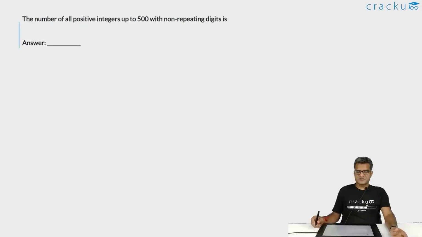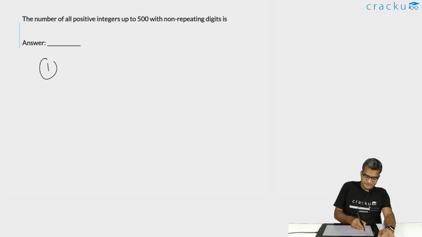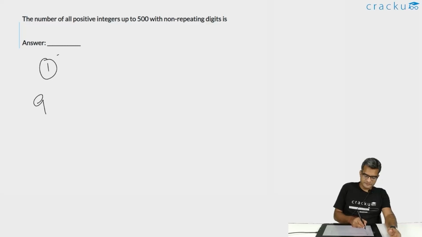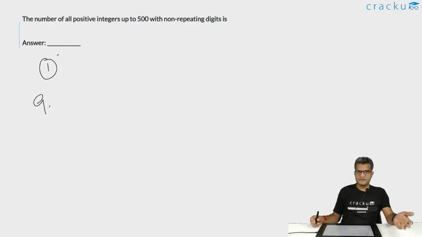In this question, we are asked to calculate the number of all positive integers up to 500 with non-repeating digits. If you are looking for single digit numbers, all of them will have distinct digits because all of them have only one digit, and there will be 9 of them, which is 1, 2, 3, 4, 5, 6, 7, 8 and 9.